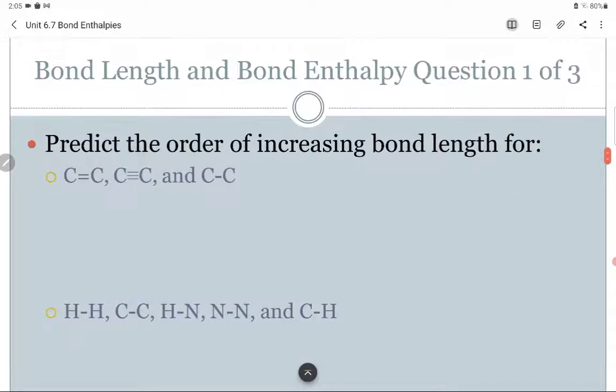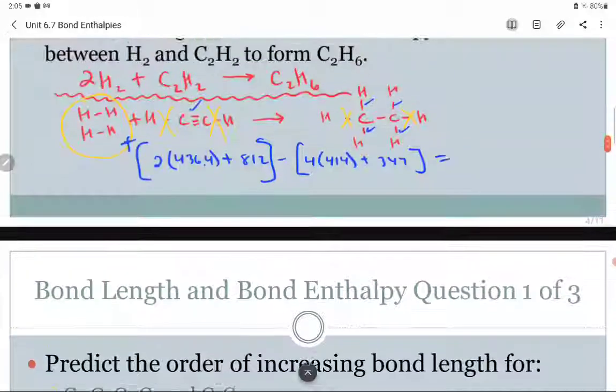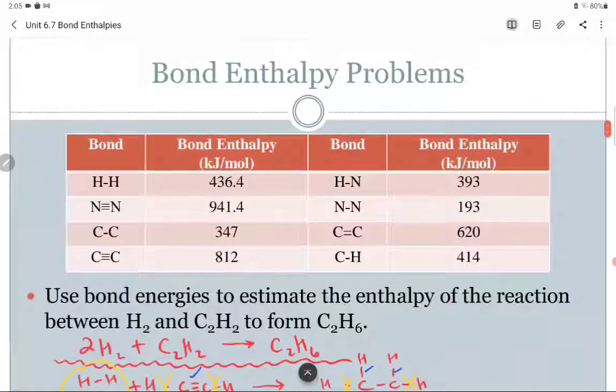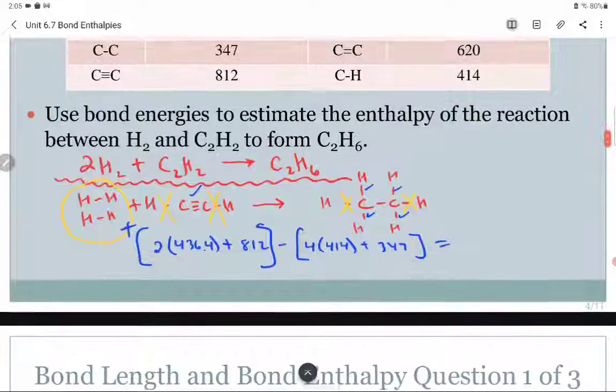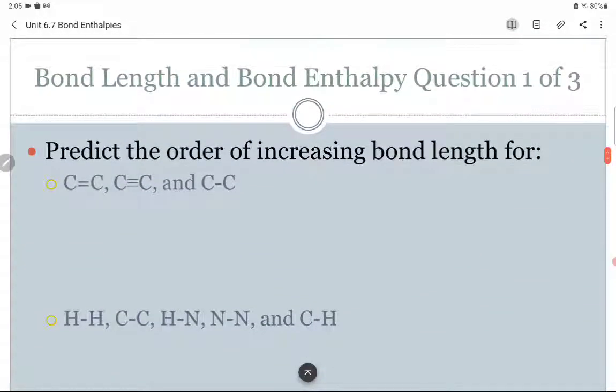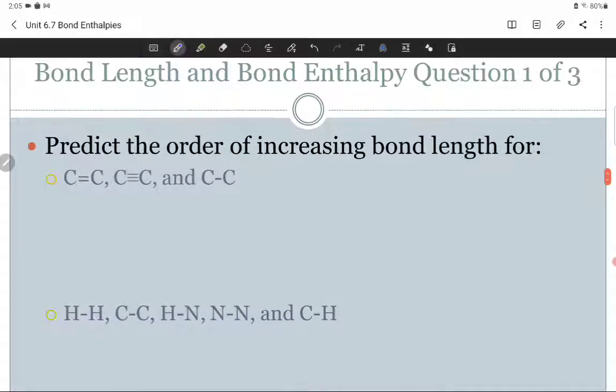I think we've had these kind of questions before, and certainly we now have data that will back us up with this, but we'll try to go without that. Increasing bond length, so shortest, middle, and longest. So I guess we should maybe do that.